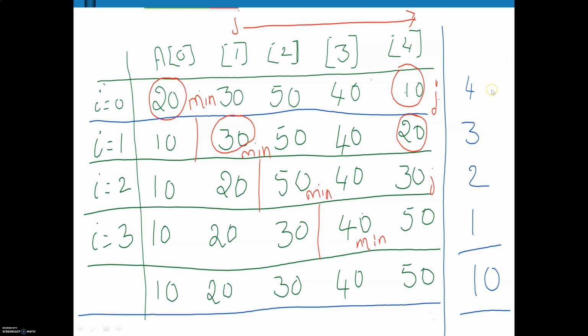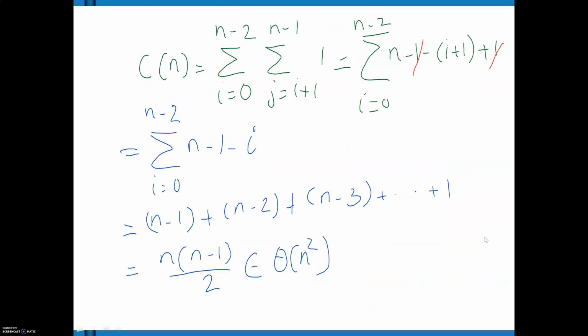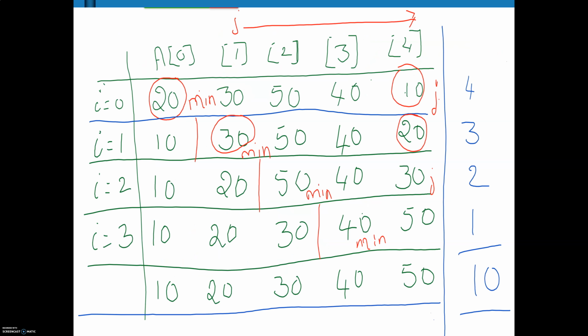In general, if there are n elements in the array, in the first iteration n minus 1 comparisons, in the second n minus 2, in the third n minus 3, finally 1 comparison. So it's nothing but sum of natural numbers up to n minus 1, it's equal to n into n minus 1 by 2. That we'll see with the algorithm analysis.